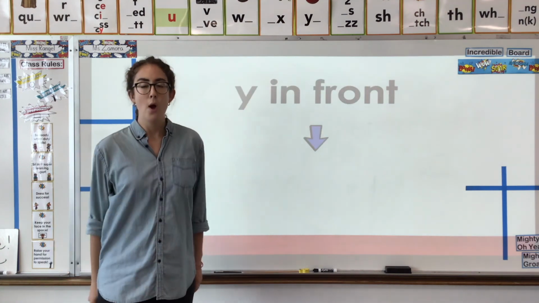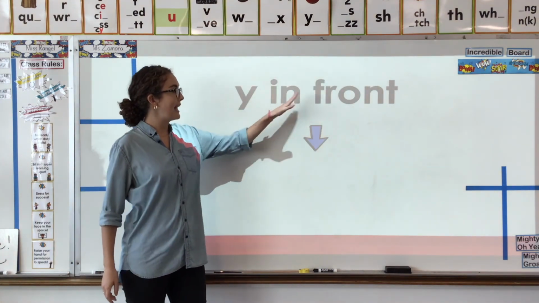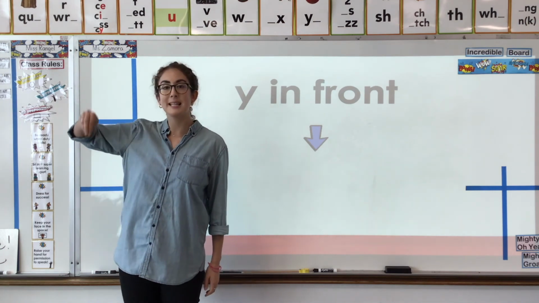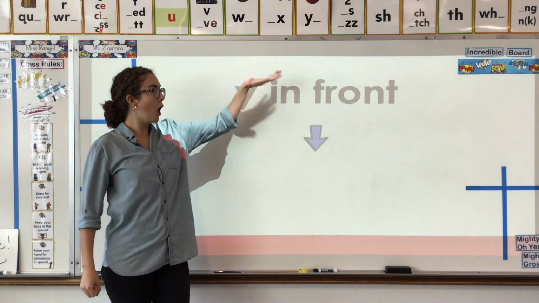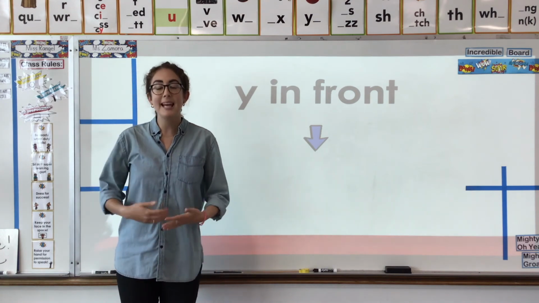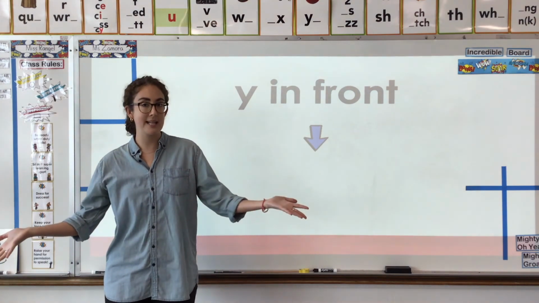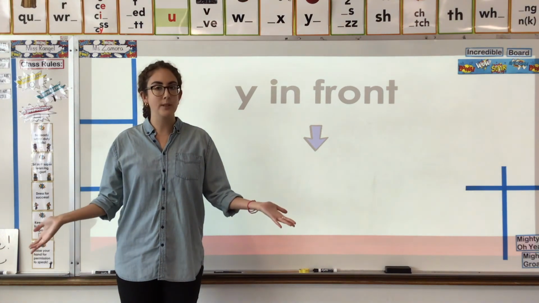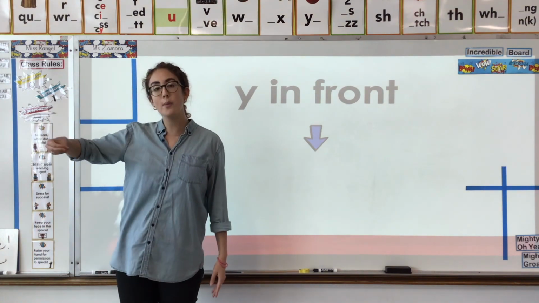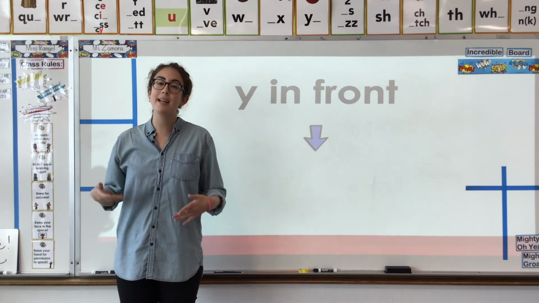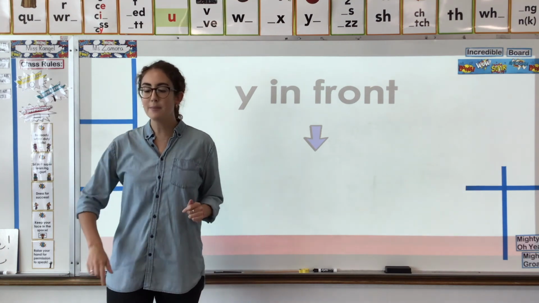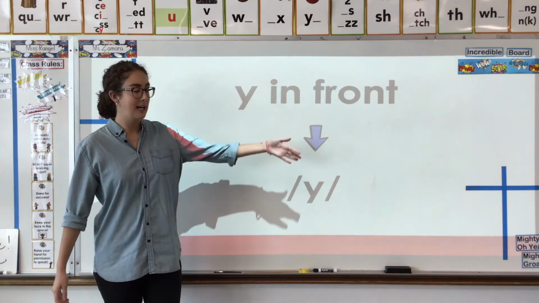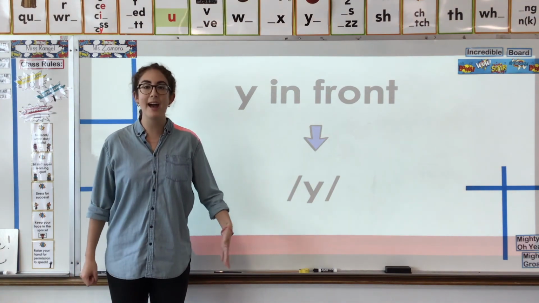First up, we can see a Y in the front of a word. If a Y is the first letter in a word, it's all the way at the front. It is considered a consonant, one of the letters that is not a vowel. If a Y is all the way at the front of the word, we call it a consonant. And it says the Y sound. Can you all say that?